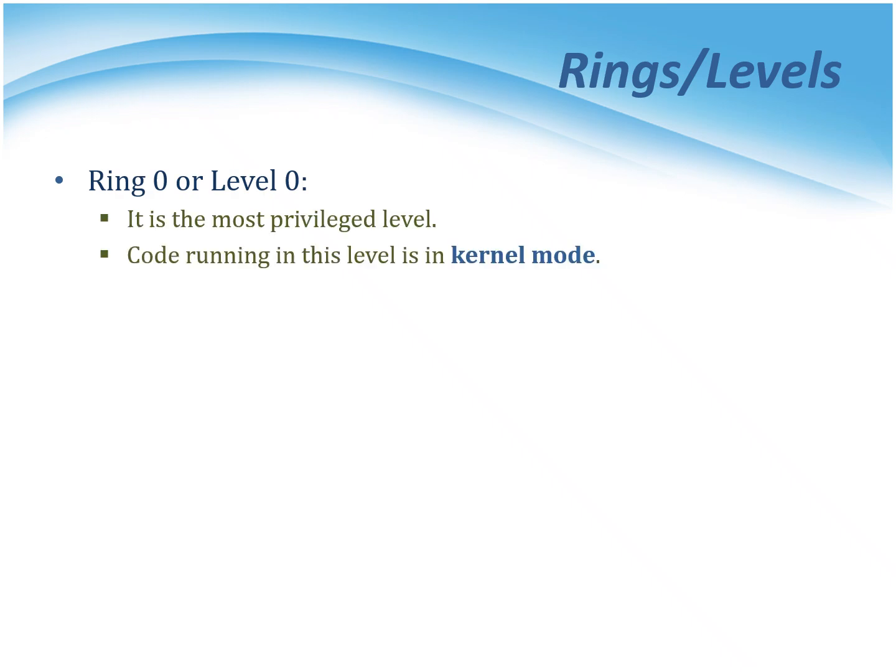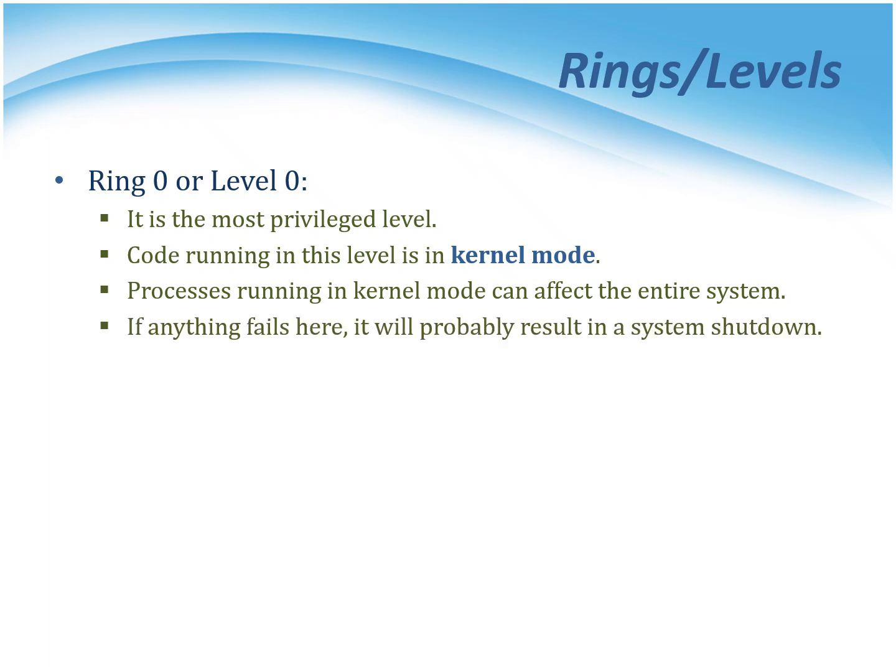Ring 0 is the most privileged level. Code running at this level is in kernel mode. A process running in kernel mode can affect the entire system. So if anything fails here, it will probably result in a system shutdown. This is the highest privilege level, so once it fails, the entire system will shut down. This ring has direct access to the CPU and system memory.